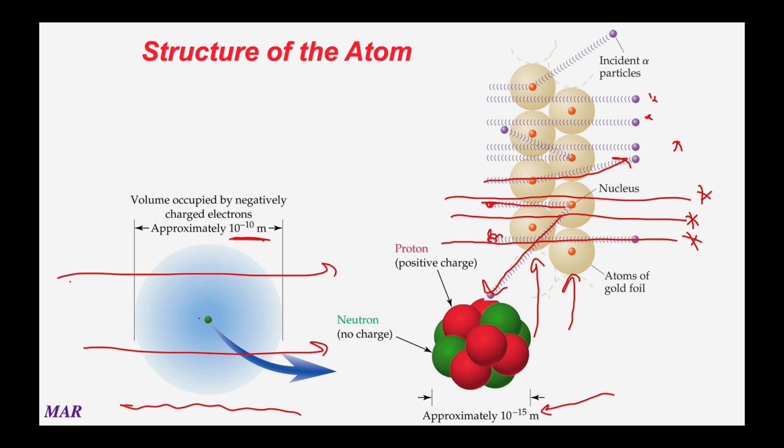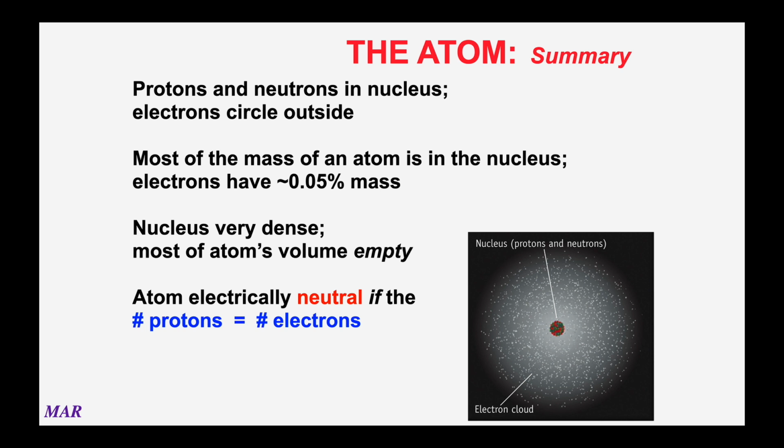still holds even today. So to summarize, protons and neutrons are in the nucleus, and the electrons kind of circle around the outside. We're going to talk more about the electrons in Chapter 6, so I kind of hedge a little bit and say circle. There's more to it than that, but we'll talk about that more in Chapter 6.